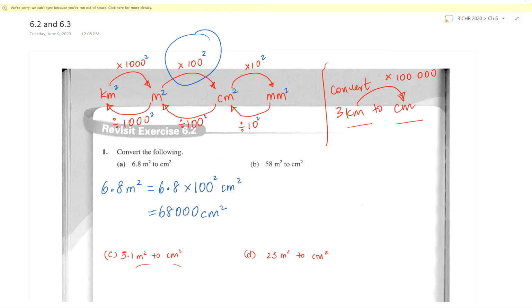You treat this as converting length from meters to centimeters. Everybody could do it. 3 meters is 300 centimeters. Now the only difference is changing to an area. Put a square everywhere. Instead of multiplying by 100, you multiply by 100 square. That's it. So I think you should be able to do part B, part C, and part D by yourself. But I'll give you time to do it.